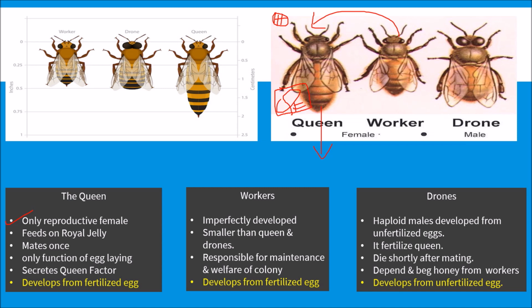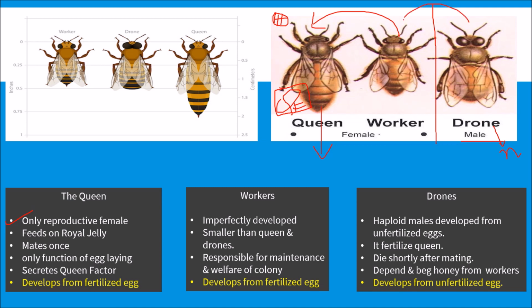An important fact to notice: queen and worker both develop from the fertilized egg, except for the drone, which develops from the unfertilized egg. Drones are generally haploid males, n in number, n chromosome. They fertilize the queen and die after mating.